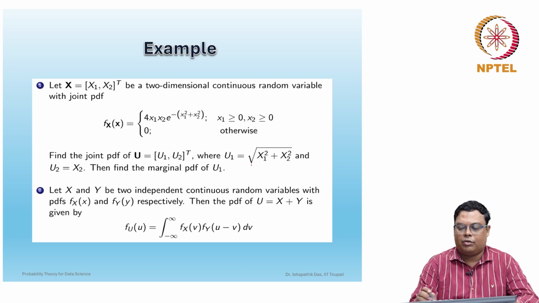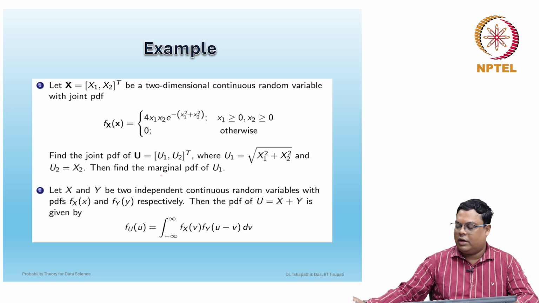So let X1, X2 be a two-dimensional continuous random variable with the joint probability density function 4 x1 x2 e to the power of minus (x1 square plus x2 square). Find the joint probability density function of U equal to (U1, U2) transpose, where U1 is given by this and U2 is given by this. Then find the marginal probability density function of U1. So let us find that out.